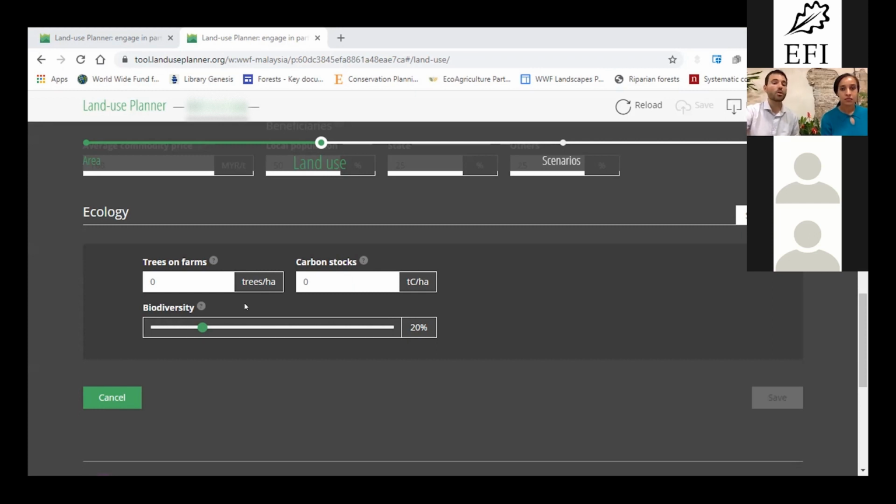Yes, so if you have an emblematic species like the elephants in those tree crop plantations, then you can account for it here.